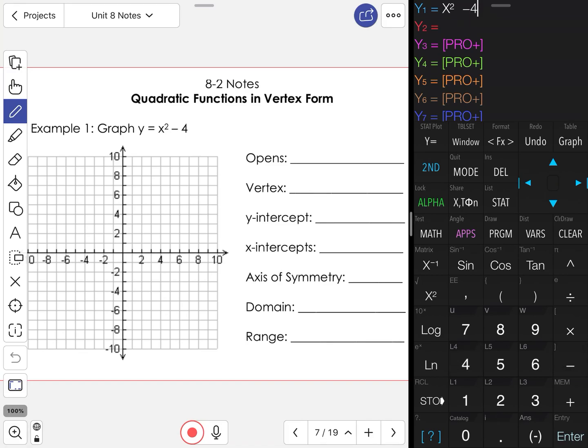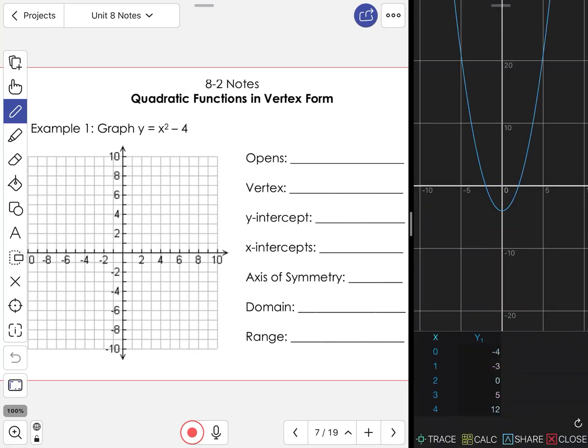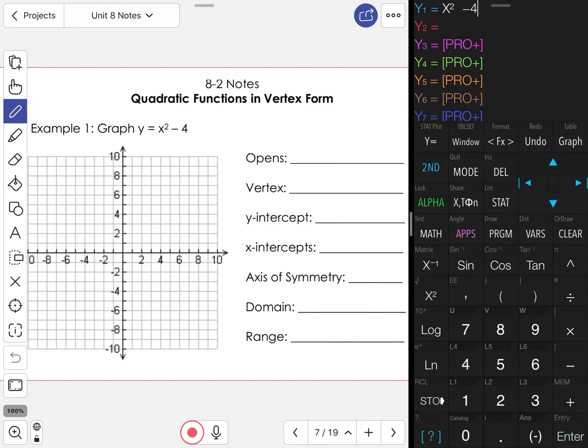Once you have that typed in, we're going to go to the graph just to see what it kind of looks like. It looks like we moved our graph down a little bit, but I really want to see what those points are. So we're going to hit the second graph so we can see the table and what points I need to plot.